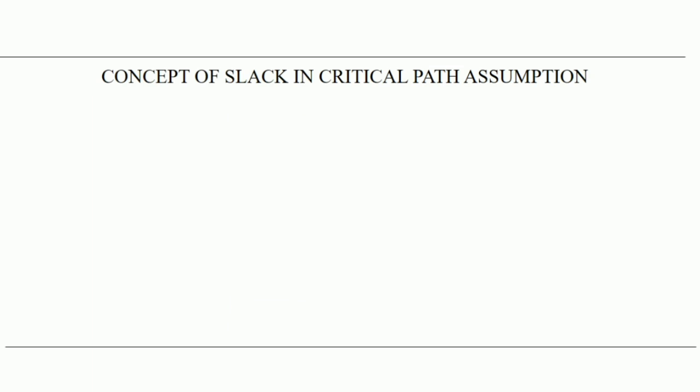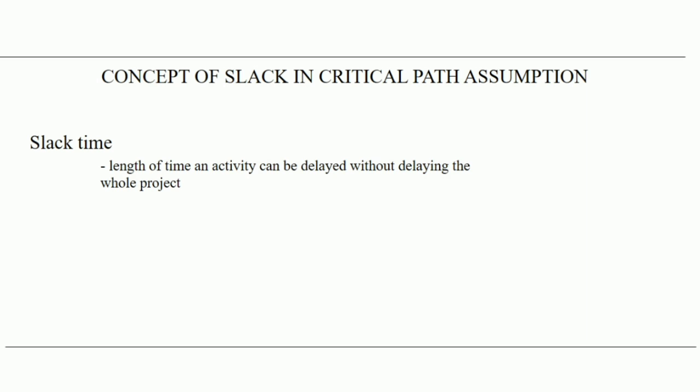The concept of slack in critical path analysis. When early start, late start, early finish, and late finish have been determined, it is a simple matter to find the amount of slack time, or the free time, that each activity has. Slack time is the length of time an activity can be delayed without delaying the whole project. Mathematically, slack time is equal to late start minus early start, or slack is equal to late finish minus early finish.